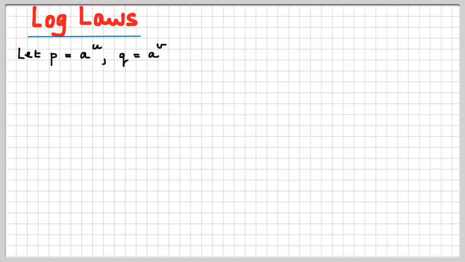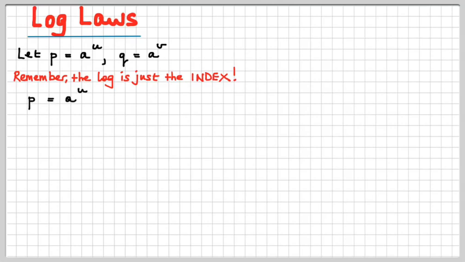Now we're going to say p equals a to the u and q equals a to the v. In other words, p and q are just ordinary old numbers, but they are formed both with a base of a, raising them to an exponent of either u or v for p and q respectively. Right, base is a, exponents are u or v, the numbers are p or q. Now, remember that the log is just the index. It is just the index. There's nothing mysterious about logs. They're just indices. So if p is a to the u, let's label what we've got here.